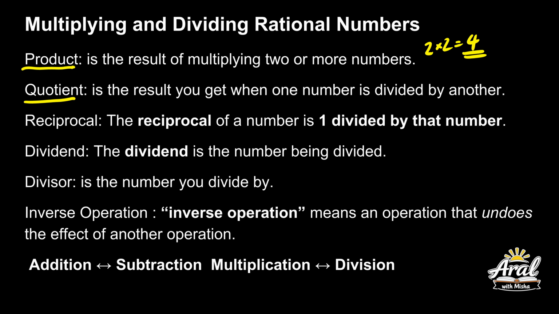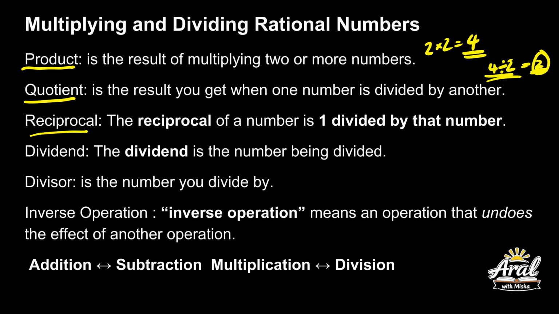Quotient is the result you get when one number is divided by another. Ano, 4 divided by 2. Ang sagot dyan is 2, di ba? So, ang sagot, this is what you call the quotient, yung answer ng itong 4 divided by 2.